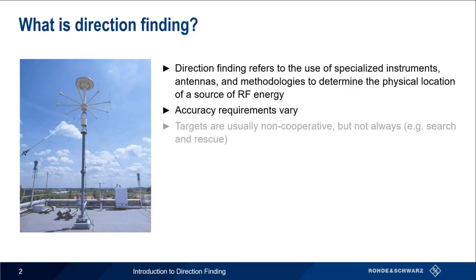Accuracy is important because in many cases direction-finding targets are non-cooperative. Not only do they not want to be found, but they may take steps to hide their location or otherwise complicate the direction-finding process.